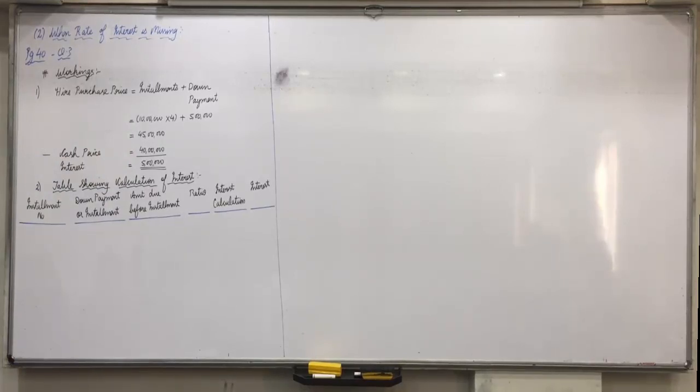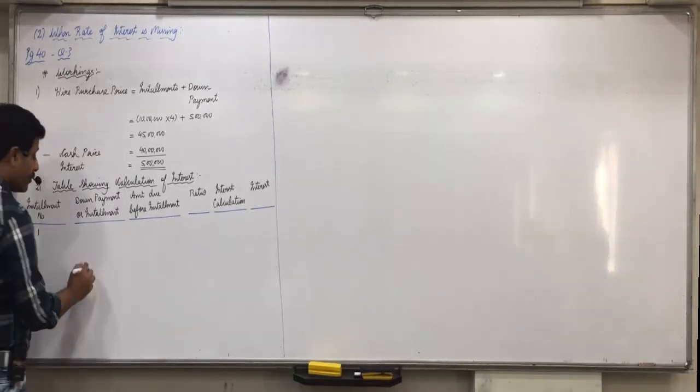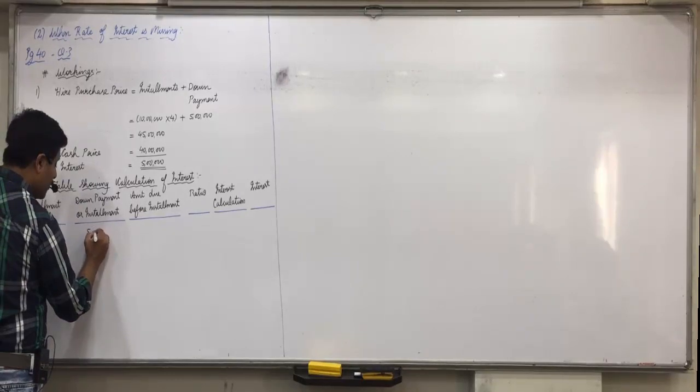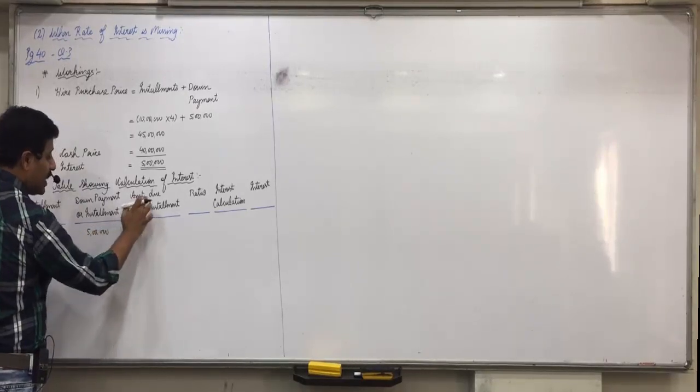6 columns around. Read it. Now listen carefully. First, installment number 1. We start with down payment. What is the down payment in the beginning? 5 lakhs. Now, what is the amount due?